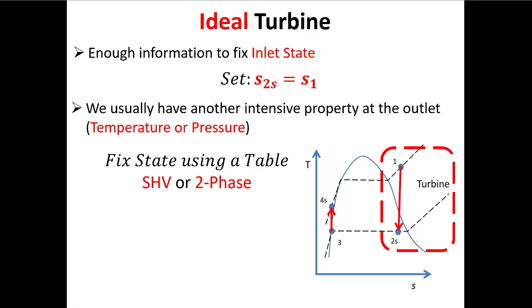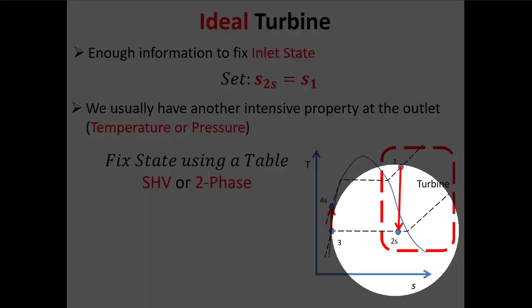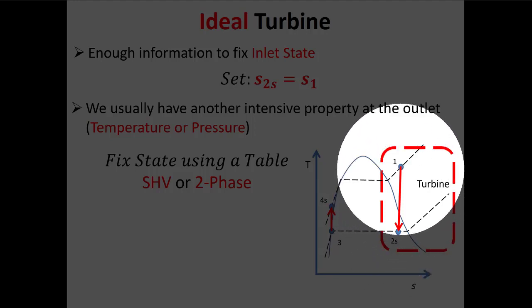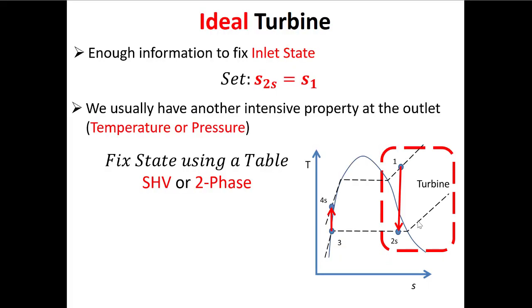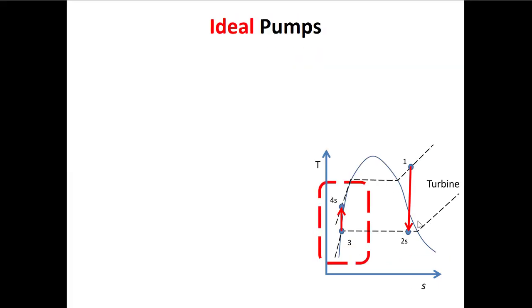Then we fix the state using a table, right? In this case, if my diagram is correct, state 2s would be under the vapor dome, so I try to find the quality at state 2. But because this is just a sketch, maybe this would really be out over here, and I'd have a superheated vapor coming out of my turbine.